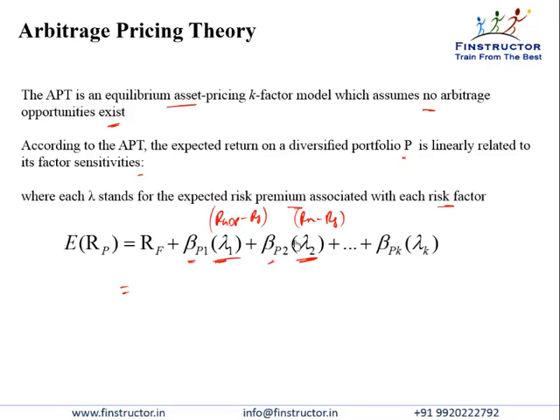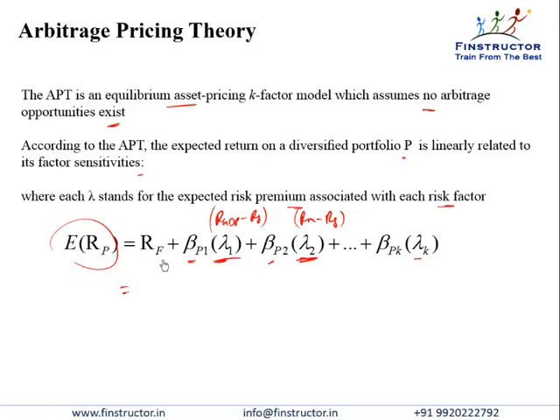Sensitivities represent again how much of this risk we are taking. 1.2 indicates we are taking more market risk. 0.5 indicates we are taking less market risk. So the arbitrage pricing theory says that the returns come from a multi-factor model and no arbitrage opportunities exist, such that if these factors change or give us excess return, then our stock will also react, otherwise there will be an arbitrage opportunity.